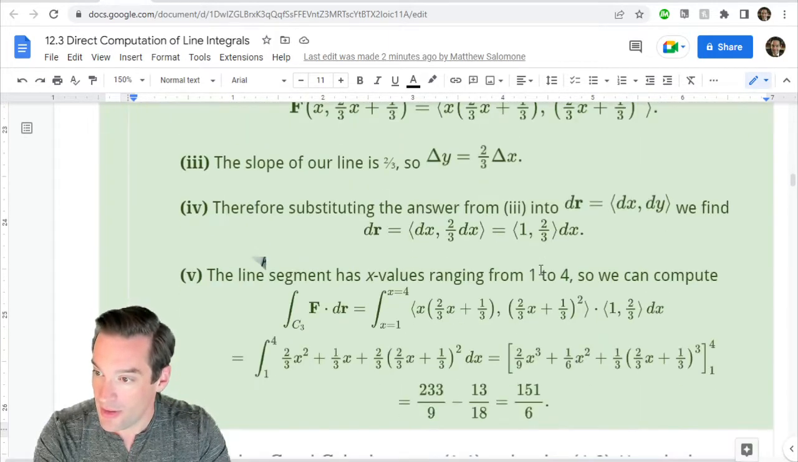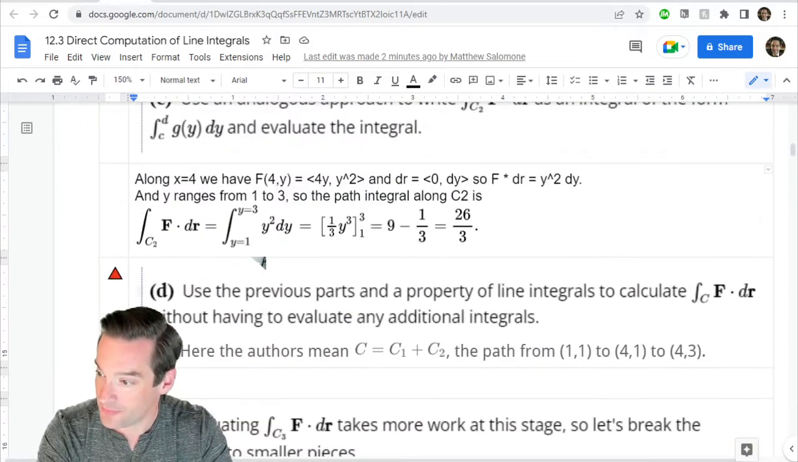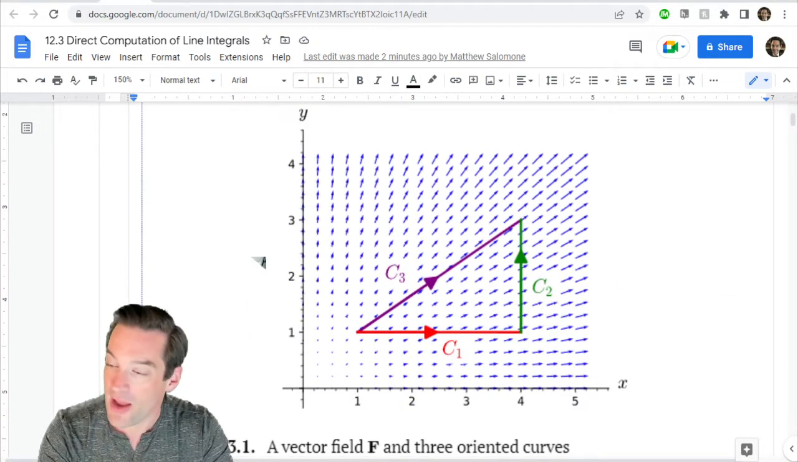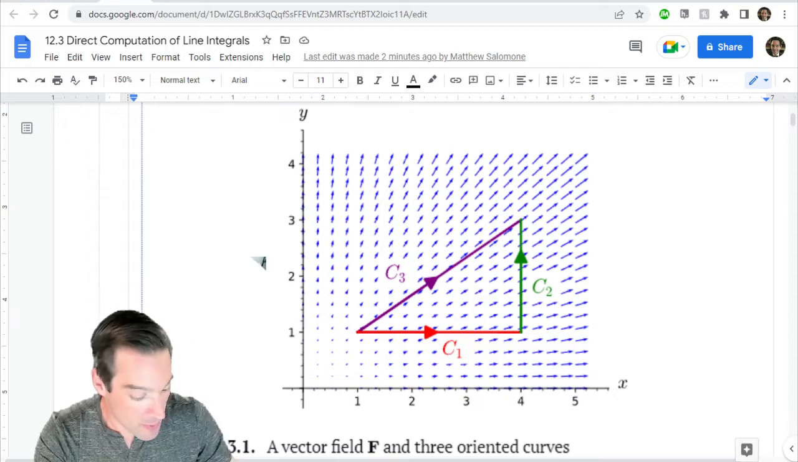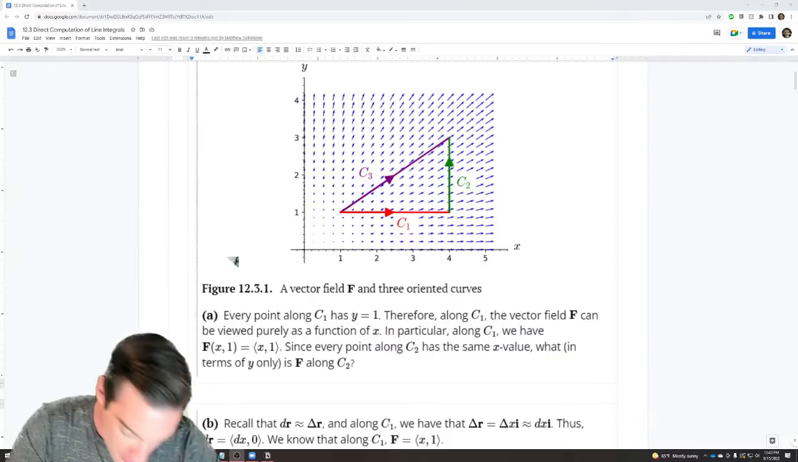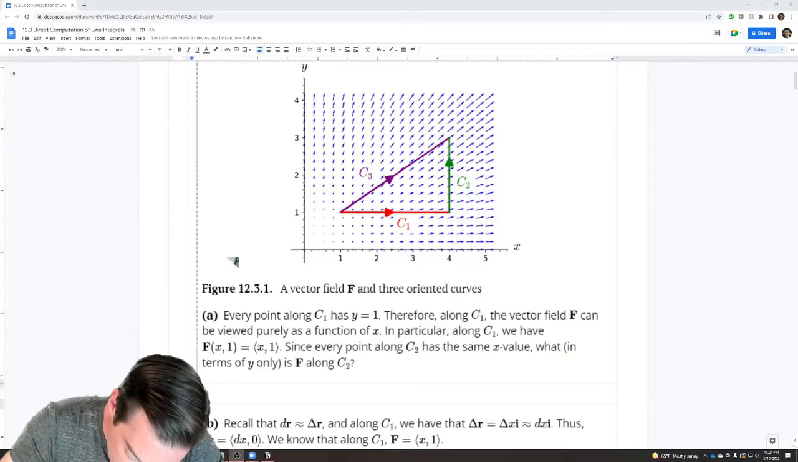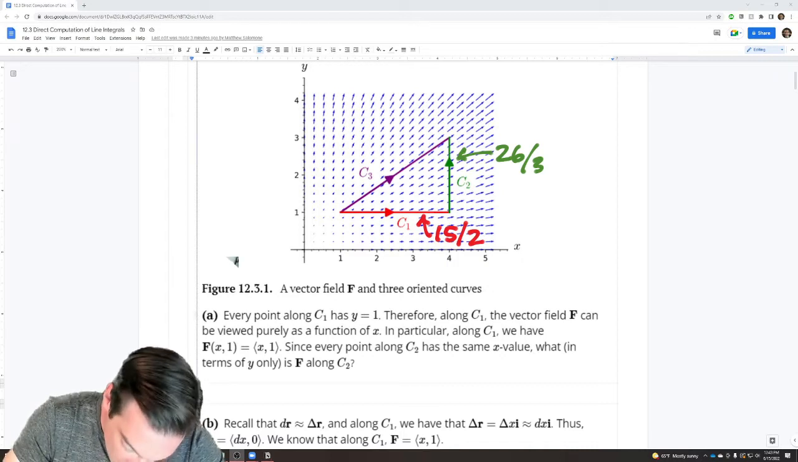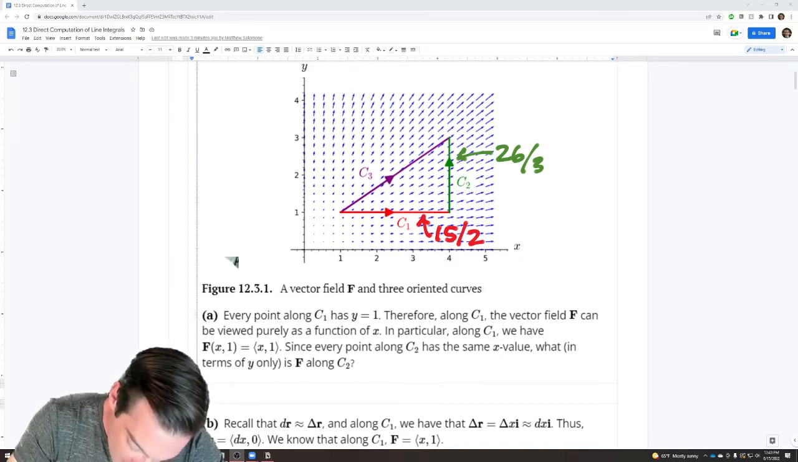So now comes the interesting question. Well, an interesting question. There are many. And the interesting question is, how are those values that we found here related one to another? So just to recap so far, we found that the integral along C1 was 15/2. The integral along C2 was 26/3. And the integral along C3, the diagonal side of my triangle, was 151/6.